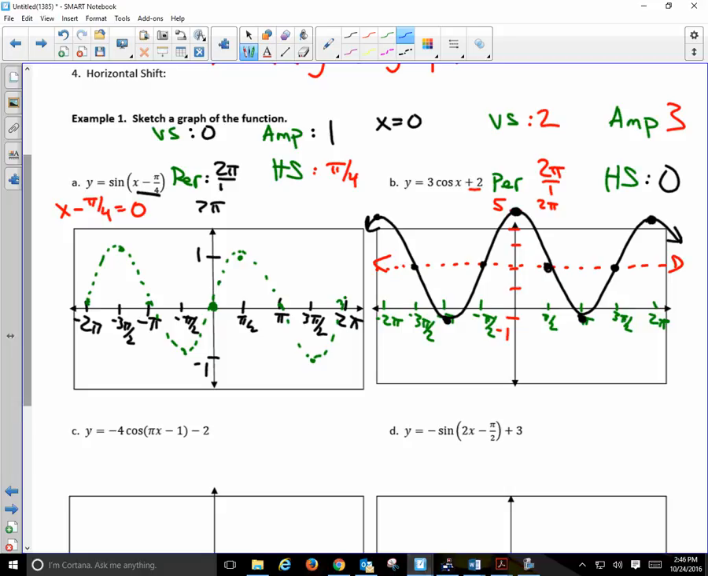What is my horizontal shift? Pi over 4. You tell me, how much is pi over 4? Is it 1 tick mark? Is it 2 tick marks? Is it less than 1 tick mark? How much is pi over 4? It's half of pi over 2. So it's going to be half of a tick mark. So here's what I do. I take all these dots and I move them half of a tick mark to the right. And then I could draw my real graph.